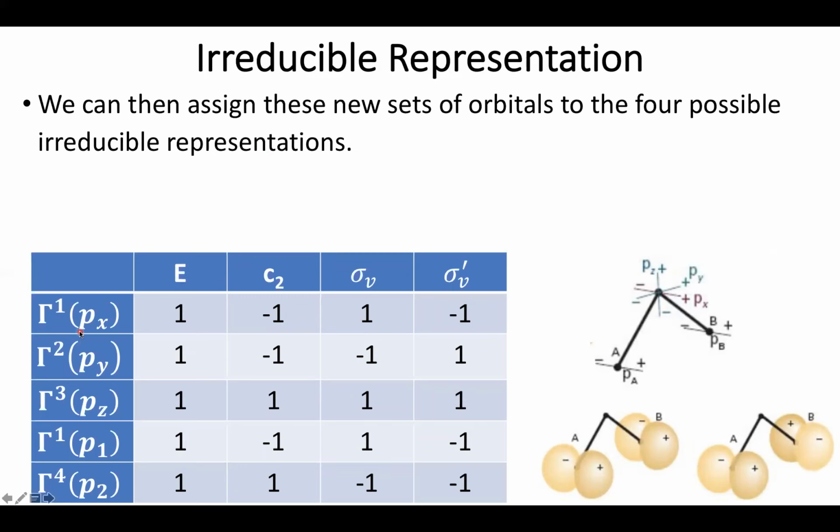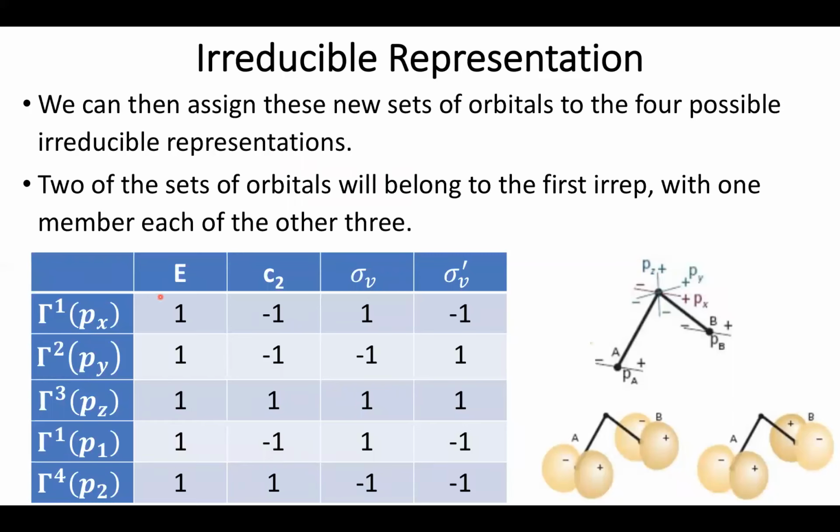five orbitals. And so one of the things you should notice is I have 5 orbitals, but 4 irreducible representations, which means somebody shares. So specifically in this case, it means that 2 of our sets of orbitals specifically are px and our p1 orbitals have the same symmetry because they're part of the same irreducible representation. And then each of our 3 other orbitals, py, pz, and p2, all are part of their own irreducible representations.